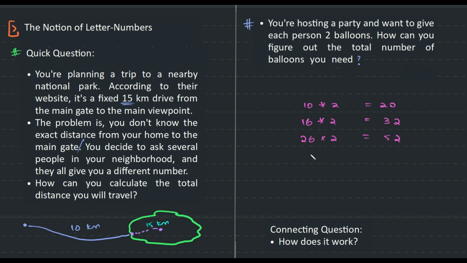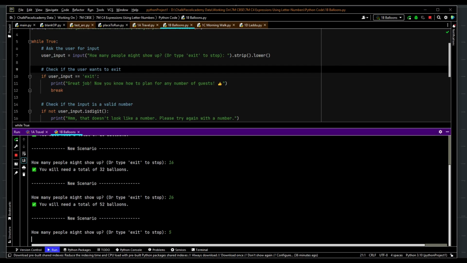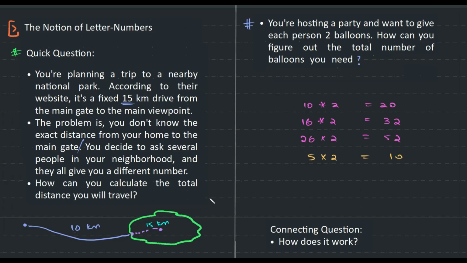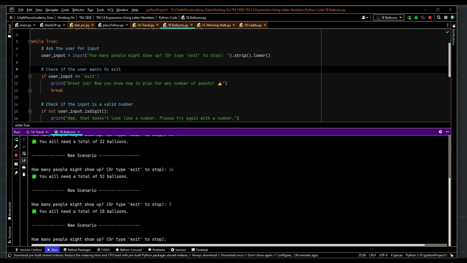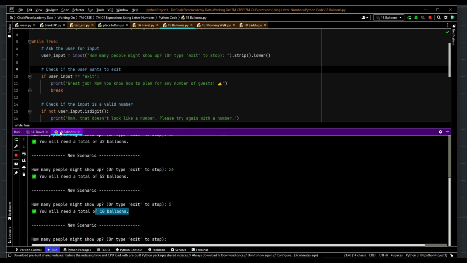So what if I tell you that only 5 kids are coming? How many balloons do we need? 10, right? Only 5 kids were there, each gets 2, so we just need 10 balloons. Now the question is, I have 2 different scenarios, and in all of the scenarios, whatever numbers I put over here, we got the exact answer. Is it not?